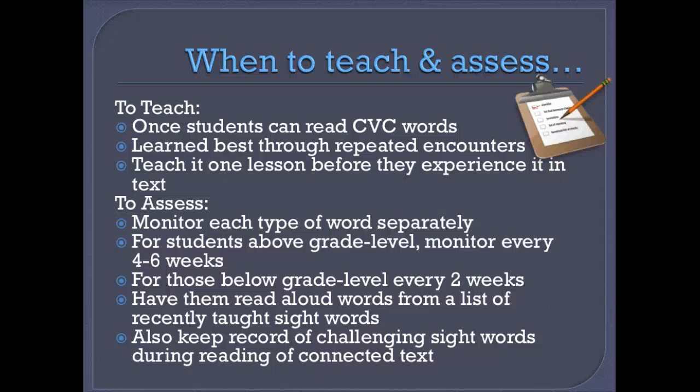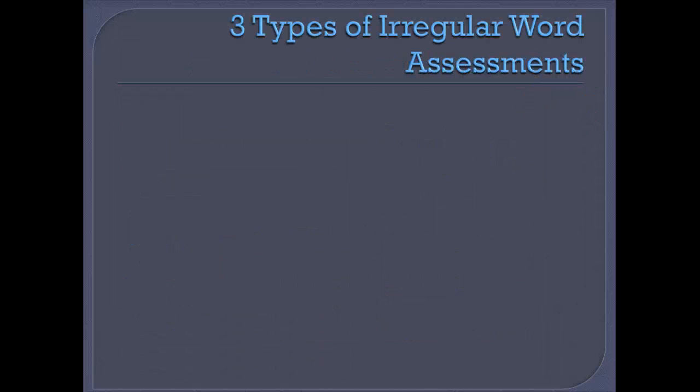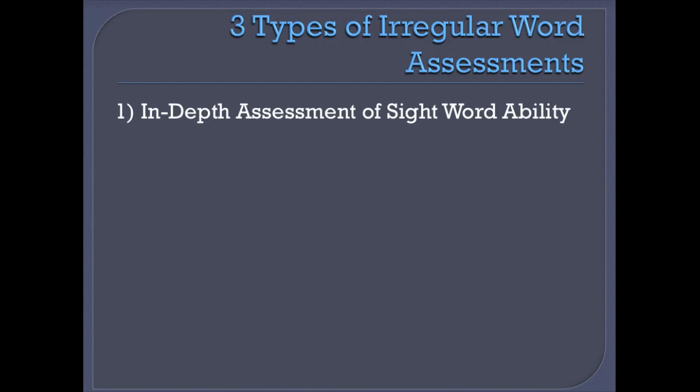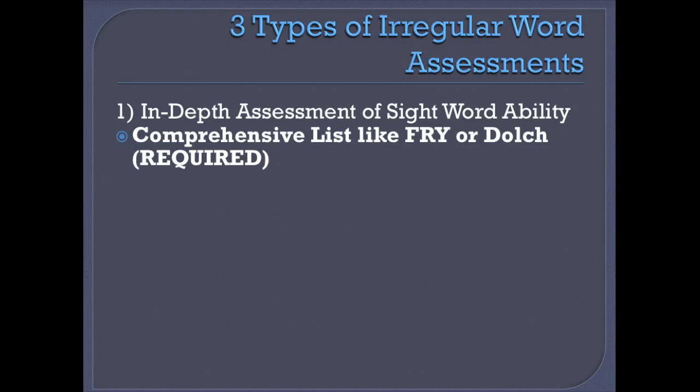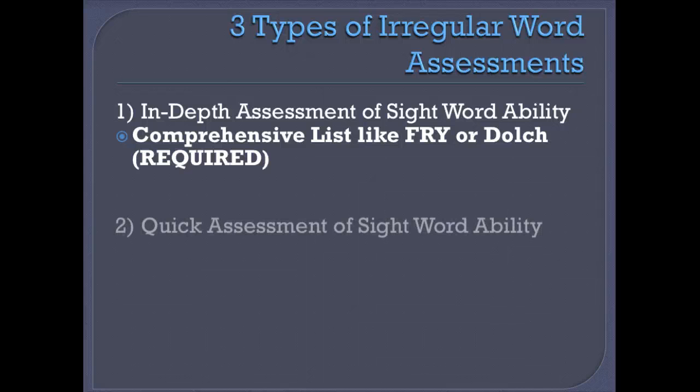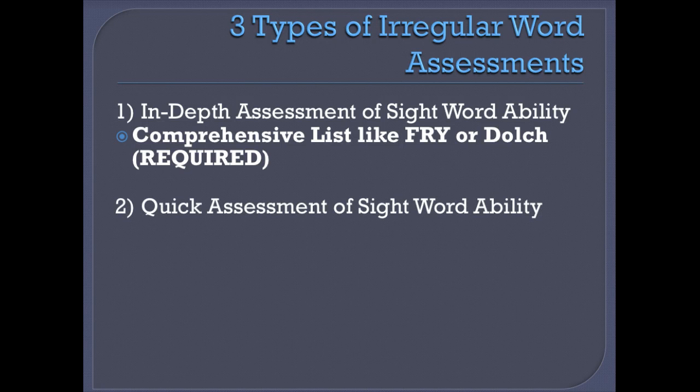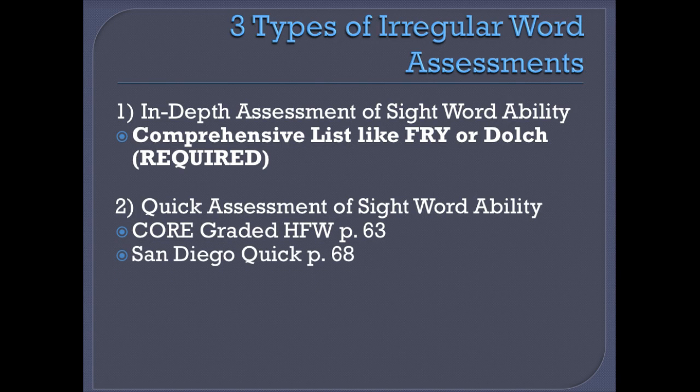Okay, so there are 3 types of irregular word assessments. There's the in-depth assessment of sight word ability, a comprehensive list like Fry or Dolch. This one is required, so you have the Fry instant word list, which you'll be doing. There's a quick assessment of sight word ability, and that's in your core, in San Diego Quick, which is also in your core.